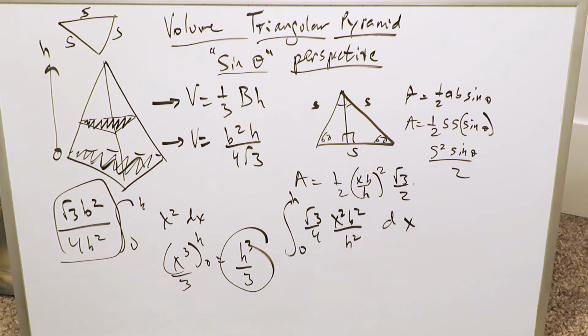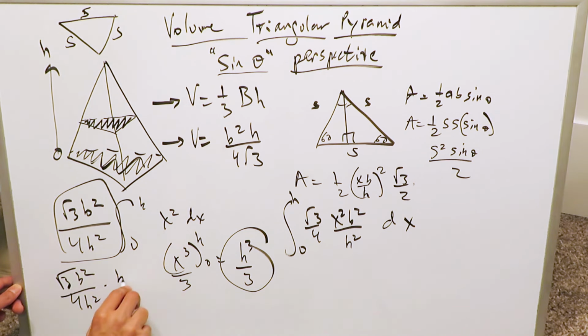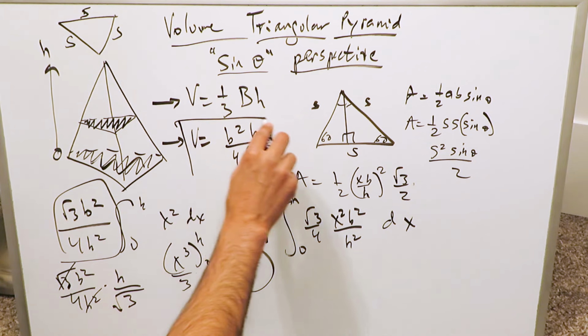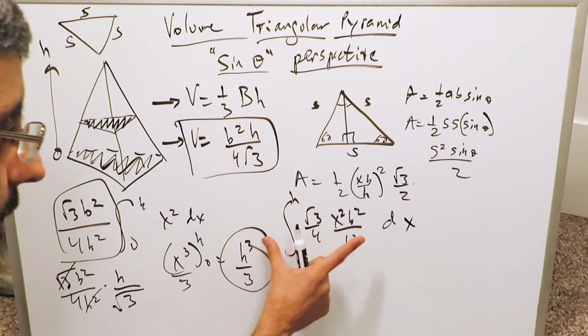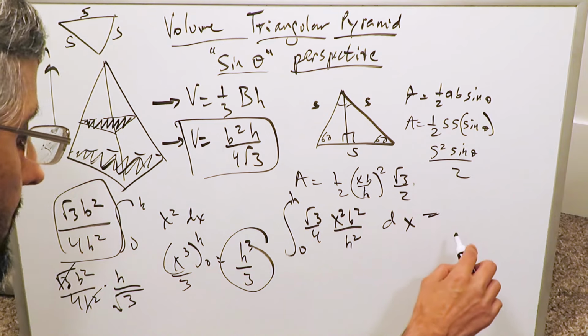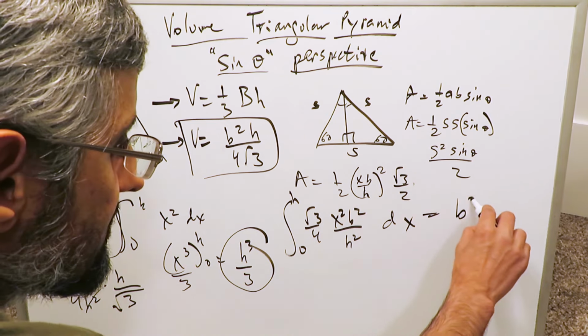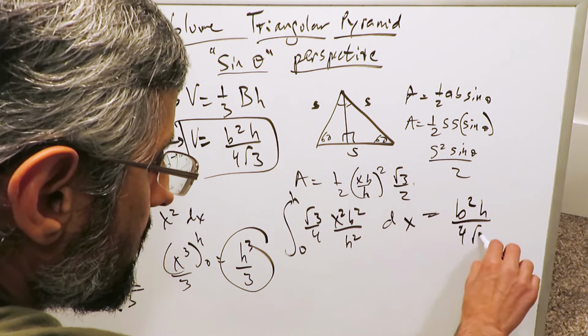This h cubed over 3 is multiplying with all of this. When you do that, you will have root 3 b squared over 4h squared times h cubed over 3. Simplified, this h squared will cancel out with this cube. This root 3 here will convert this lower denominator 3 into a root 3. You'll essentially have b squared h over 4 root 3, which is exactly what you see right here, a very legitimate formula. When you integrate all of this, you'll have the volume, and that will be equal to b squared h over 4 root 3.